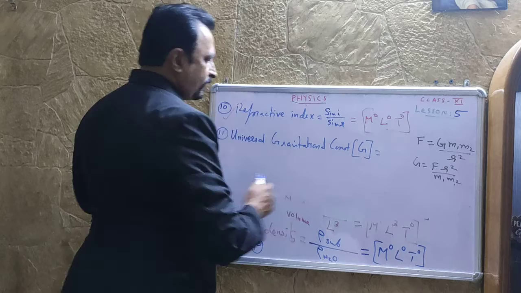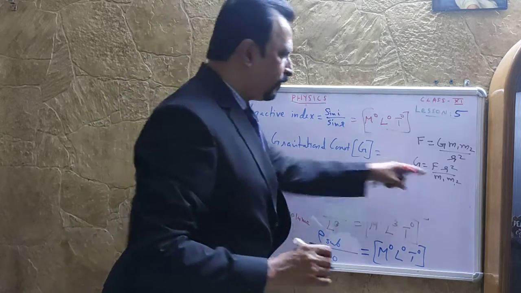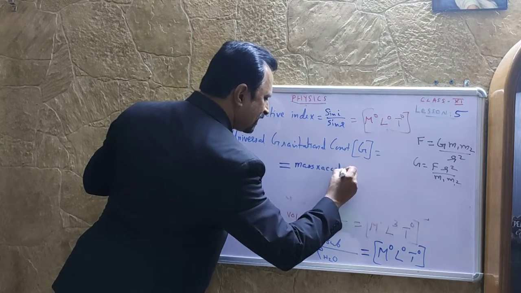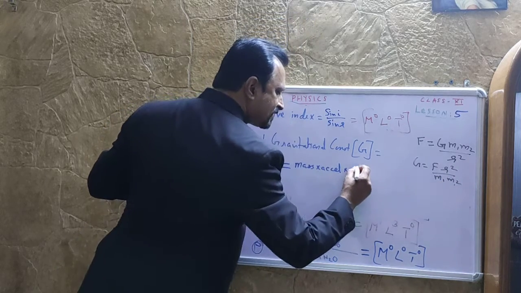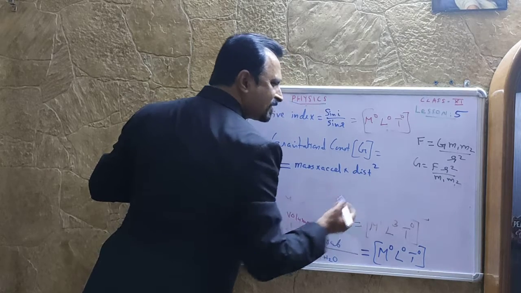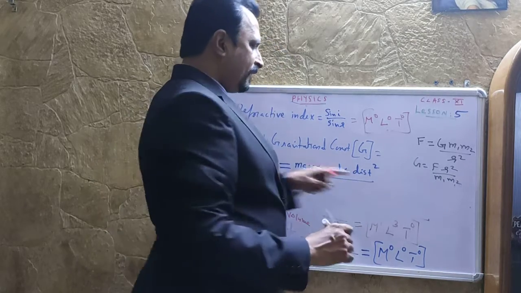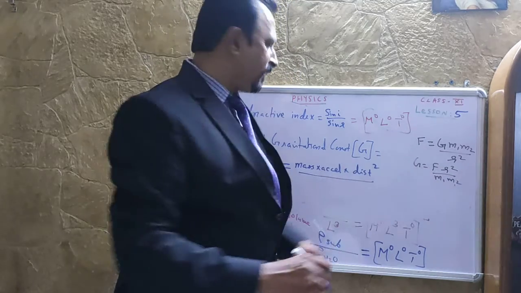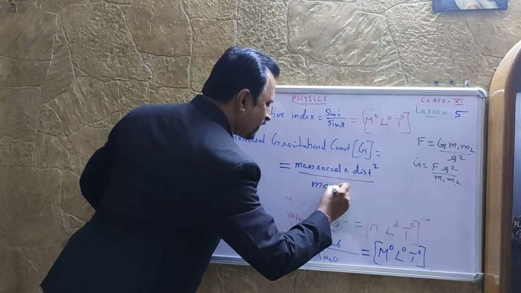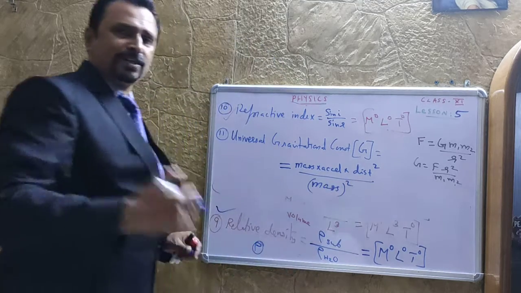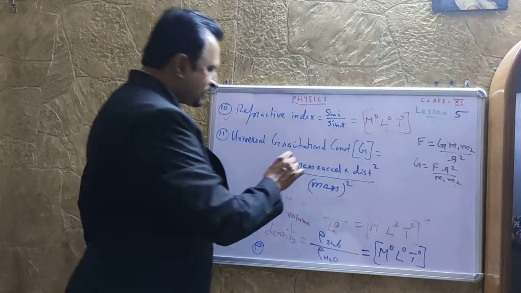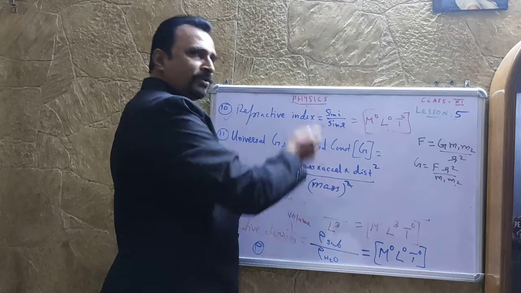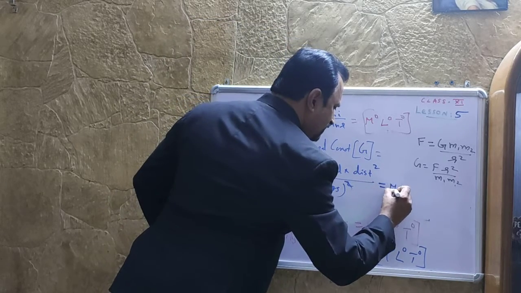G is equal to force, and force is mass into acceleration, into r square, that is distance square, divided by mass 1, kilogram, and mass 2, also kilogram. So mass 1 into mass 2 is mass square. Is it right? Mass into mass is called mass square. Now you can see mass cancels. There is one mass in the denominator that is going to the numerator, so it will become M^-1.